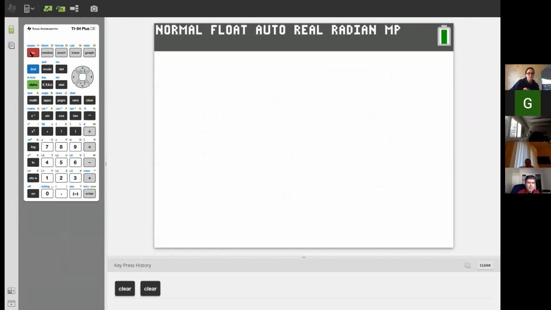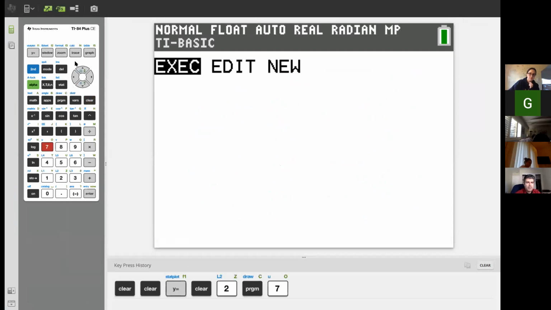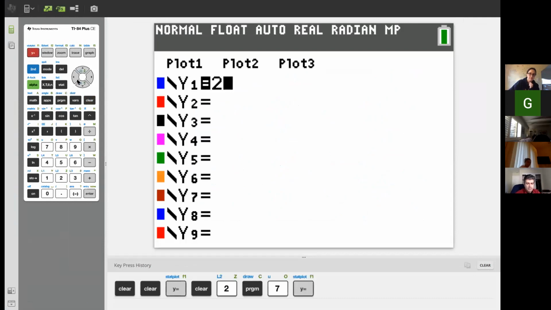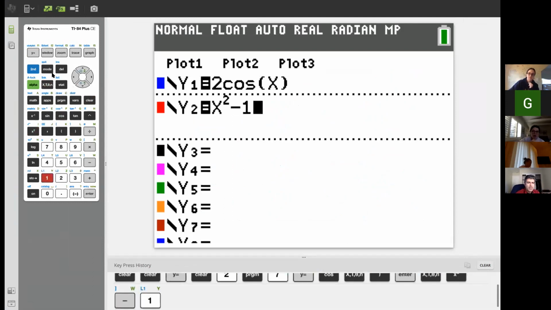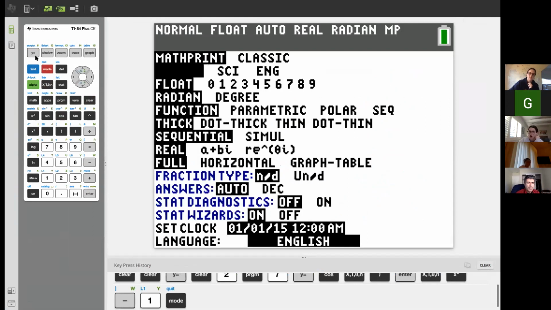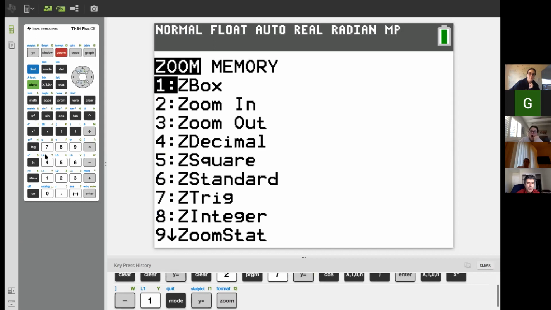Okay, so we go to y equals. Let's go and clear that. And I remember our equations were 2 cos x and x squared minus 1. Make sure you're in the right mode, radian mode. And I'll graph in the Z trig window, option 7.